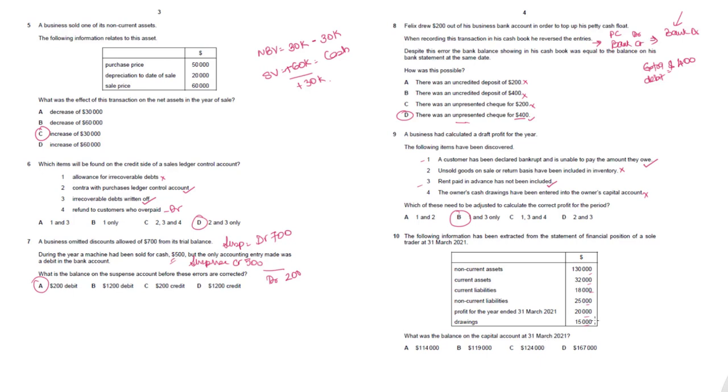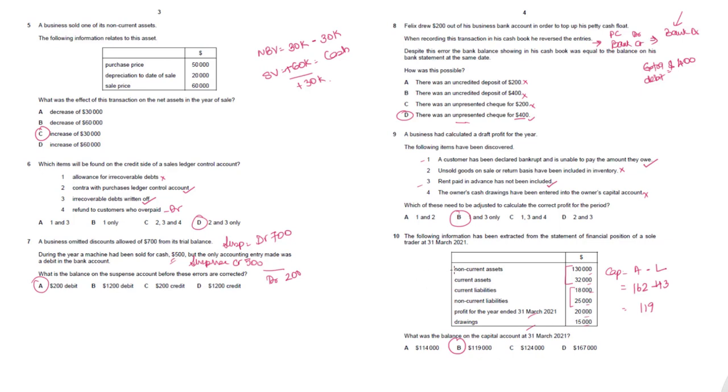Okay, so we can say that the capital account is equal to assets minus liabilities. So total of the assets would be non-current plus current, which is 162,000. Total of liabilities would be 43,000. So 119,000. So 10B. The profit and the drawings are just given there to probably confuse you. You don't really need them to calculate your closing capital.